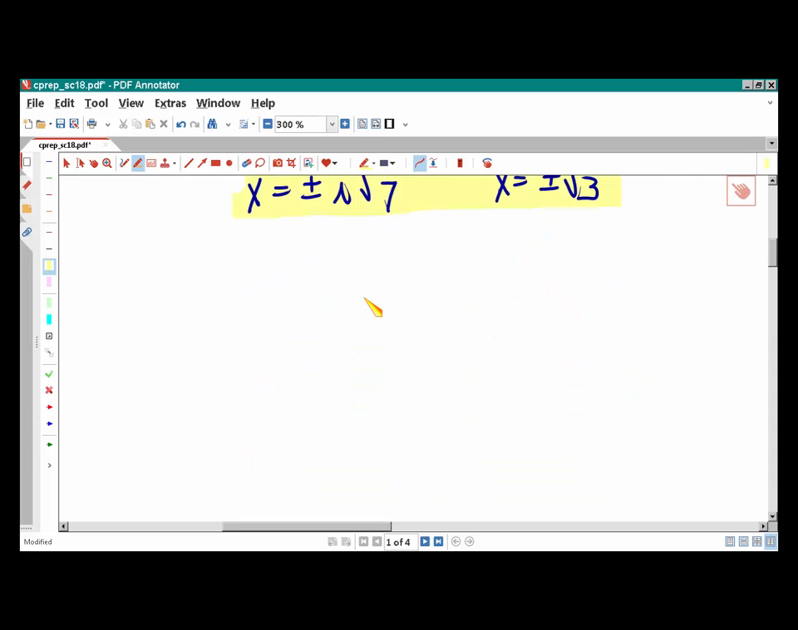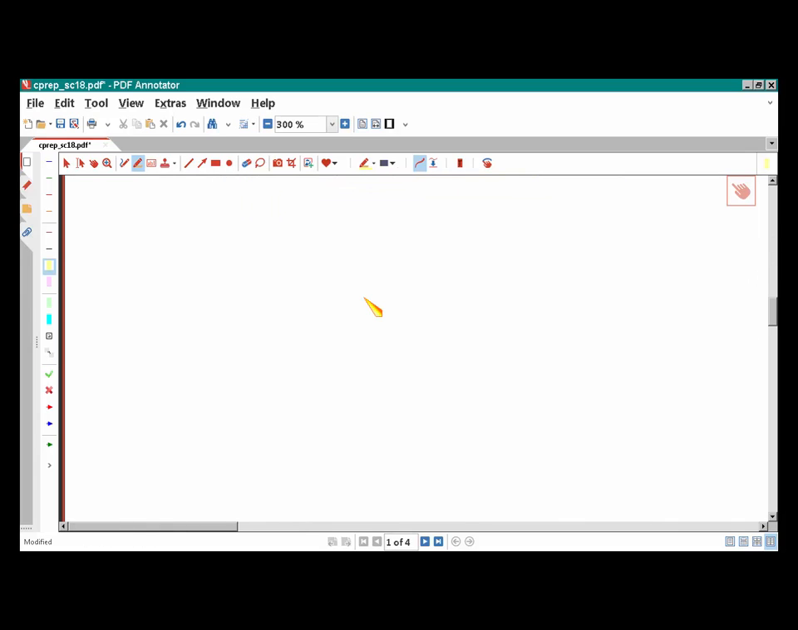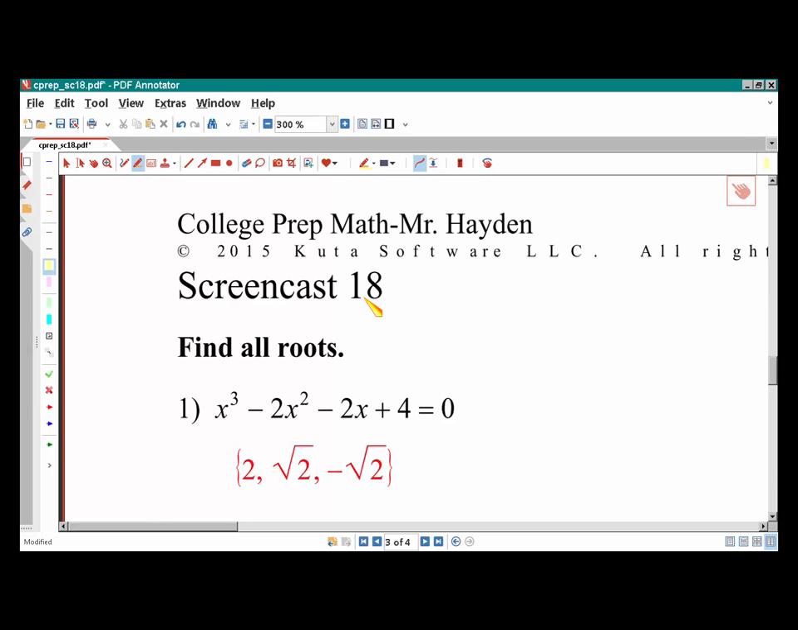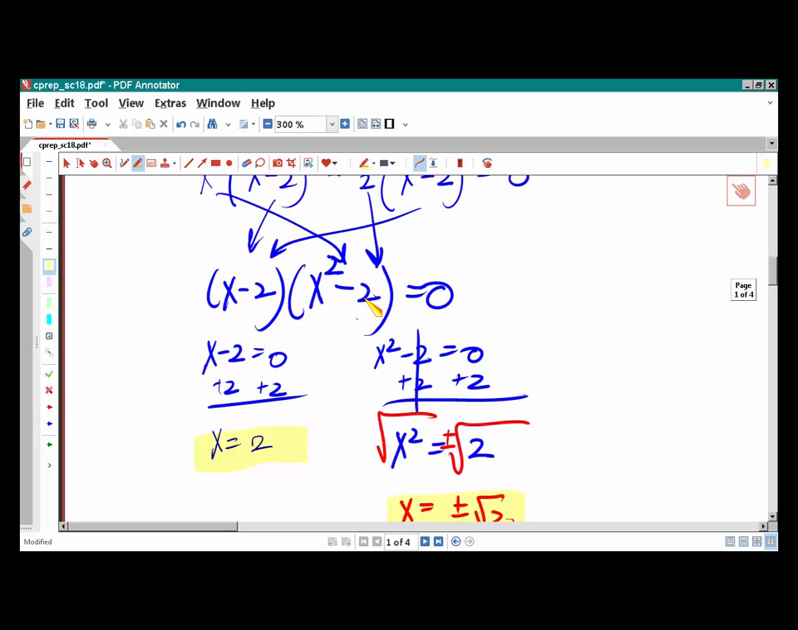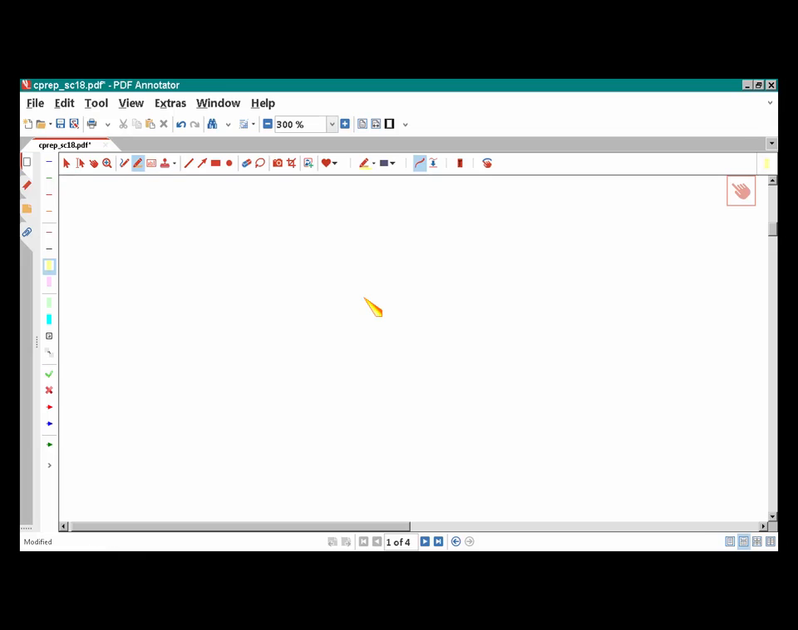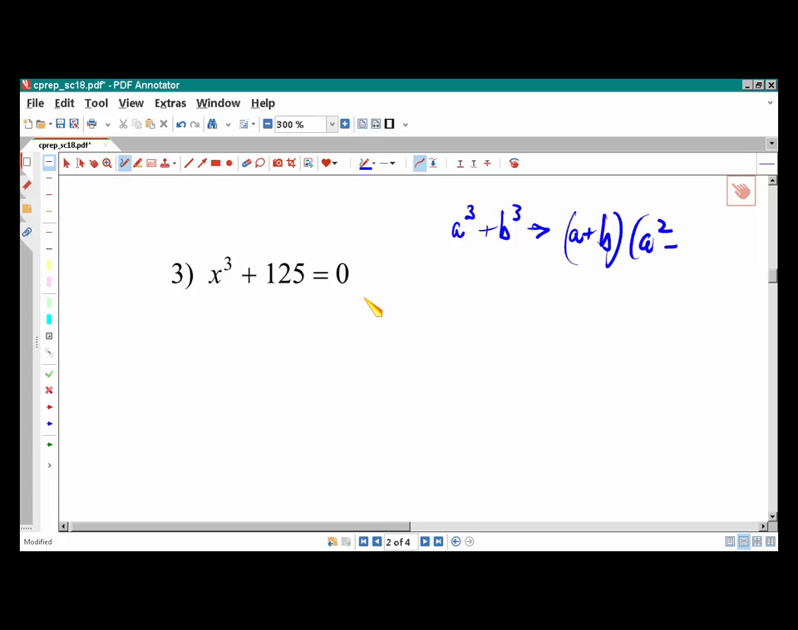Okay. And then the last one is going to have two terms, if I can find it. Let's see. There it is. So this is in the form, this is the sum of perfect cubes. So the sum of perfect cubes, when you have a cubed plus b cubed, that factors to be a plus b times a squared minus ab plus b squared.